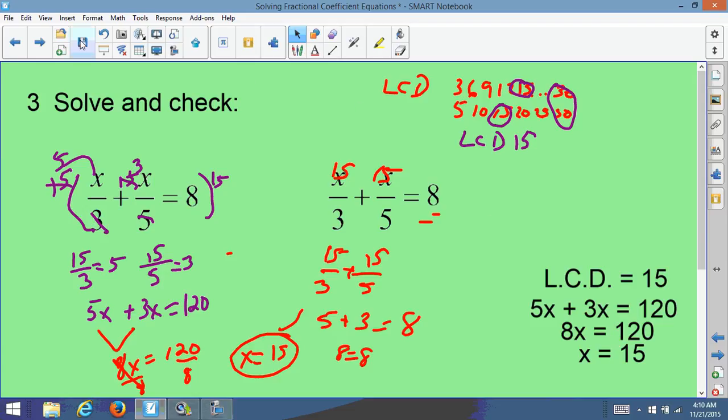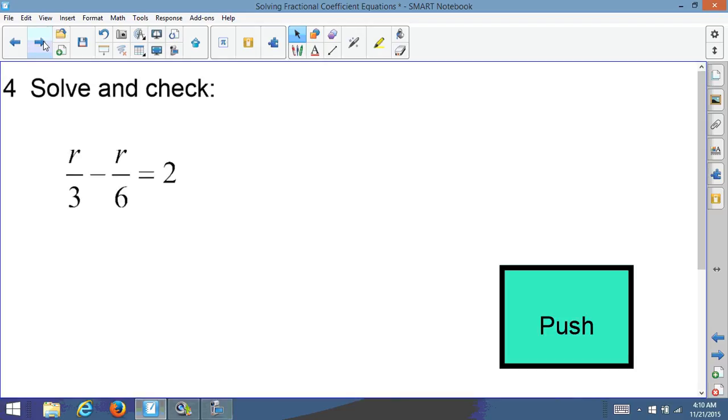So I hope you liked that question. That was pretty good. Here's a question for you to solve and check. R over 3 minus R over 6 equals 2. So find what R is and solve it and check.